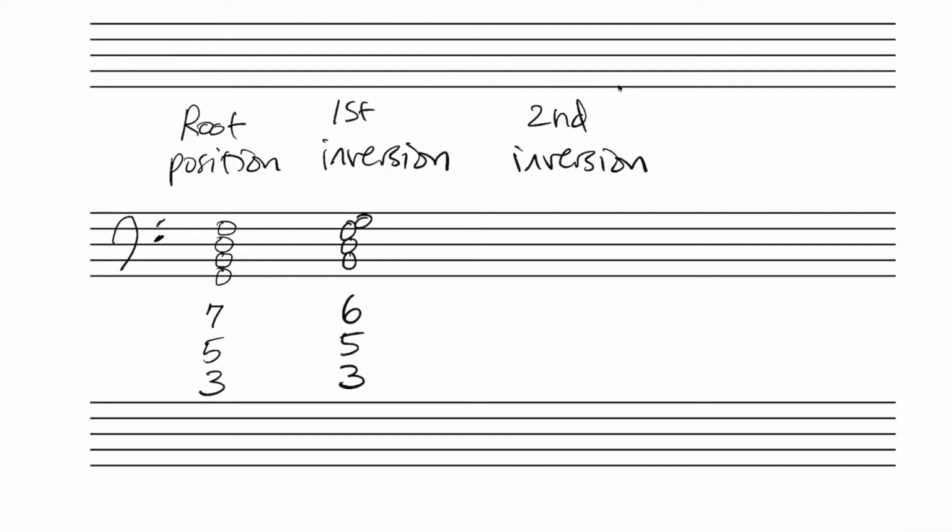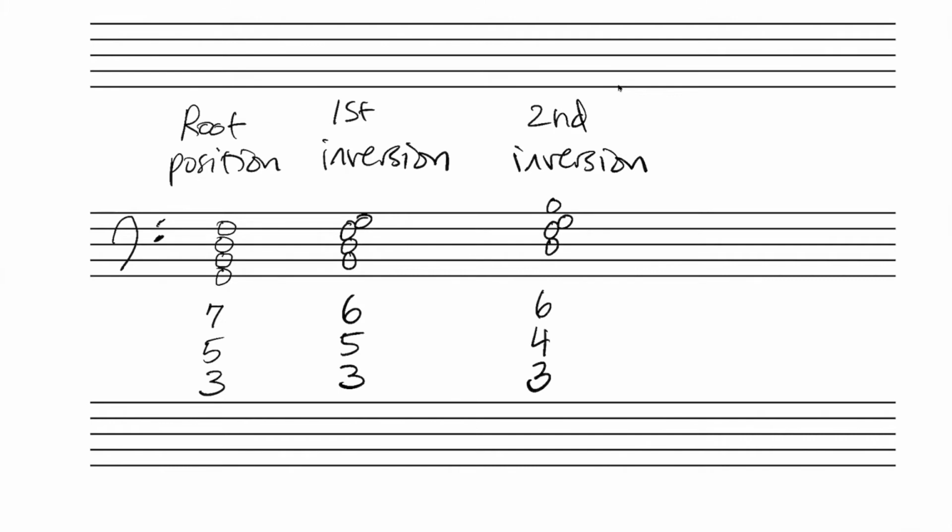For second inversion chords, the fifth of the chord is in the bass. With our G7 example, that means D is in the bass. And our figured bass symbol, the full one that goes with it, is 6-4-3.